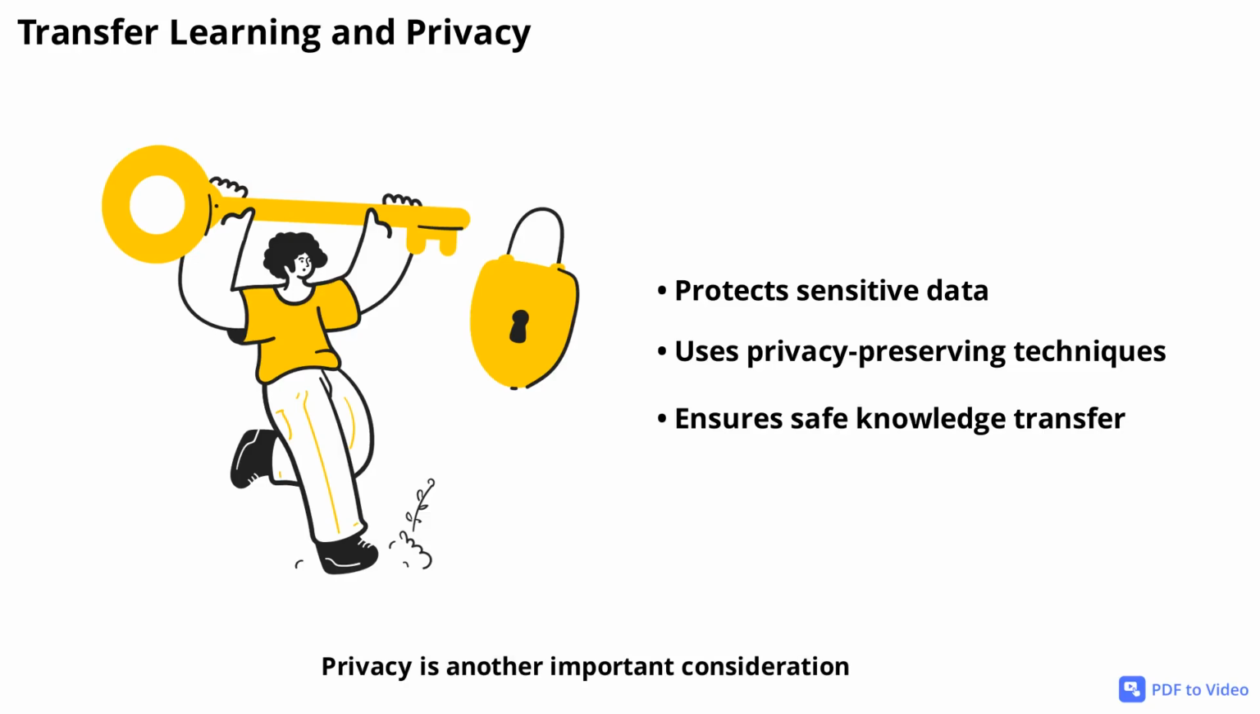Privacy is another important consideration. When using pre-trained models, it's crucial to ensure that sensitive information from the source data is not inadvertently transferred. Techniques like differential privacy can help protect user data during transfer learning.